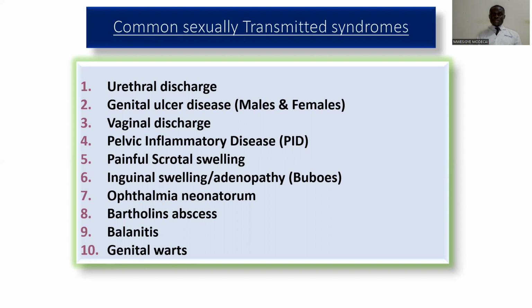There is vaginal discharge. There is pelvic inflammatory disease. There is painful scrotal swelling. There is another syndrome which is inguinal swelling and adenopathy. Then we talk about ophthalmia neonatorum. Then Bartholin abscess, balanitis, which is the inflammation of the penis, then genital warts. These are the 10 syndromes that we shall talk about in detail, and we manage syndromically in sexually transmitted diseases.